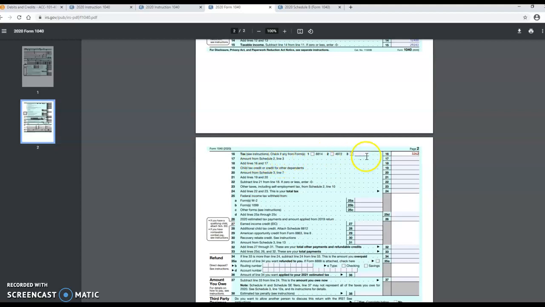We don't have anything from Schedule 2, line 3. So we have 3262 there. She doesn't have any child tax credit, nor Schedule 3, line 7 stuff. And so line 21 is also 30.